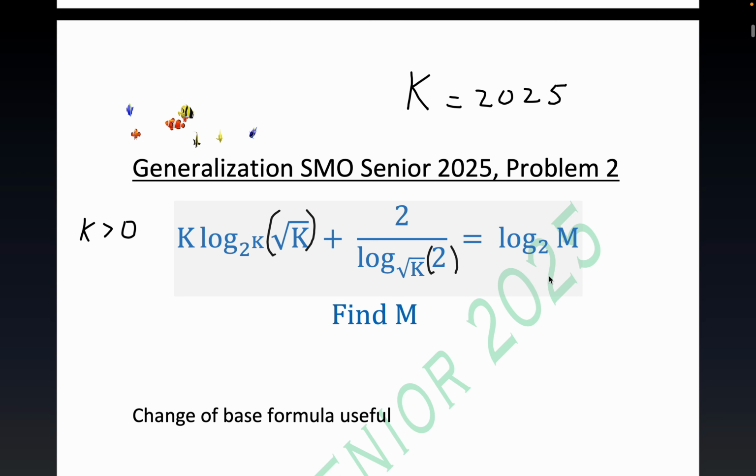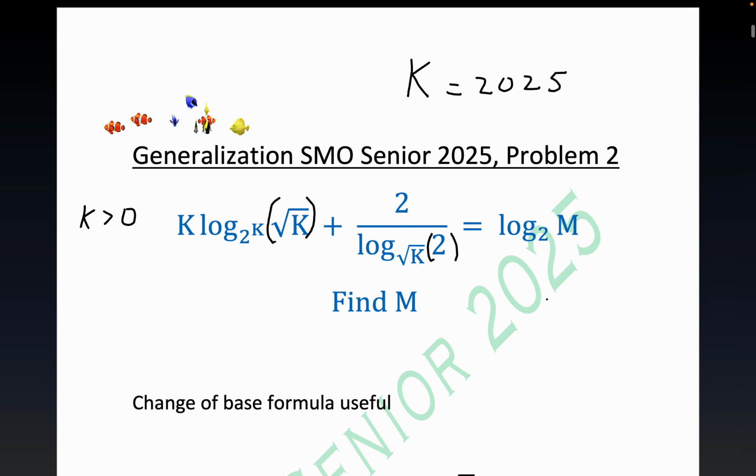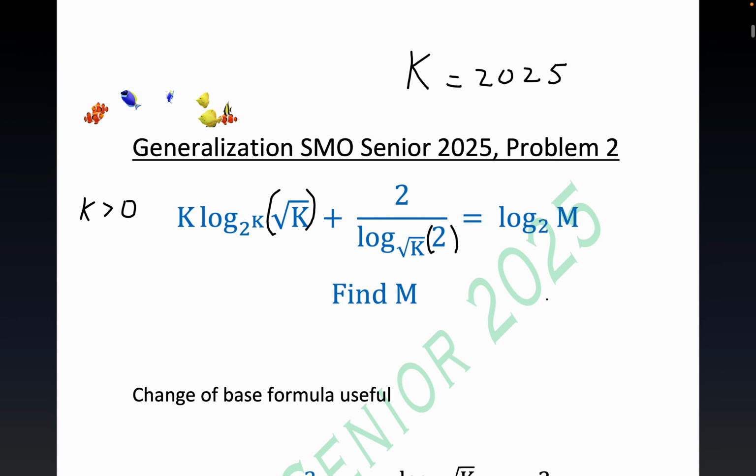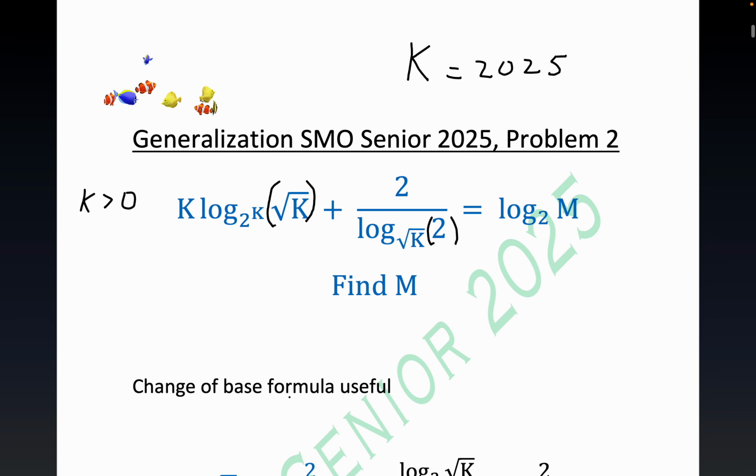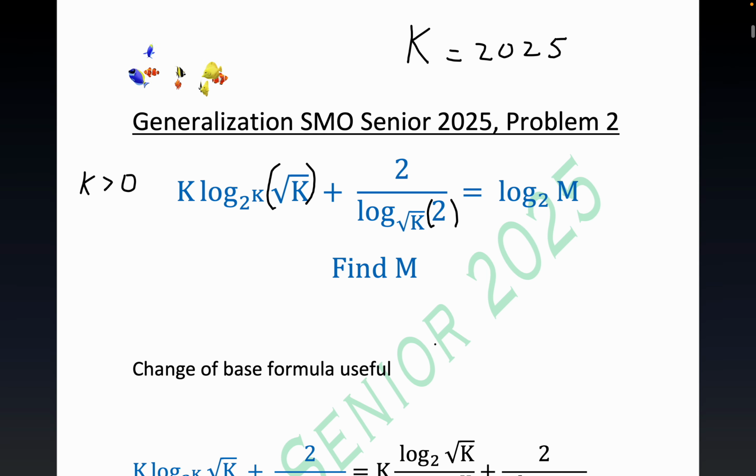Now, what we're supposed to do is actually find the value of m. One of the motivations for talking about this change of base formula, let me just write that down. We're supposed to get this in terms of log base 2 of some value, and then that'll be our answer. But we have log base 2 to the k. We have log base square root of k here. So we're kind of a long ways from that unless you are familiar with the change of base formula.